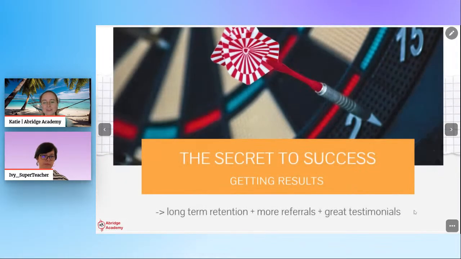That's that bit. Ivy, do you want to introduce the last section of what we're going to look at today? The secret to success. Yeah. I think you put a lot of valuable info there, so it would be really good if you're willing to share a little bit more about the other section in detail. Yeah, but here you were referring to the long-term retention and getting more referrals and getting great testimonials, right?